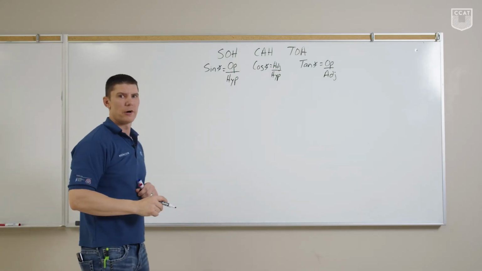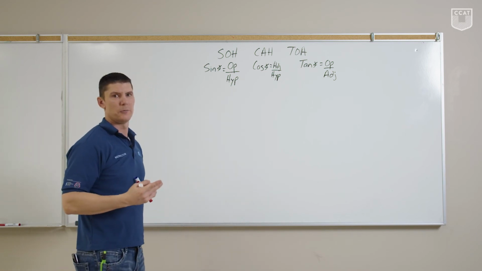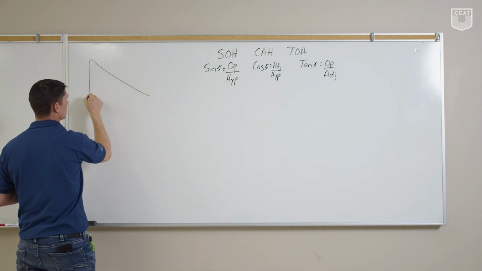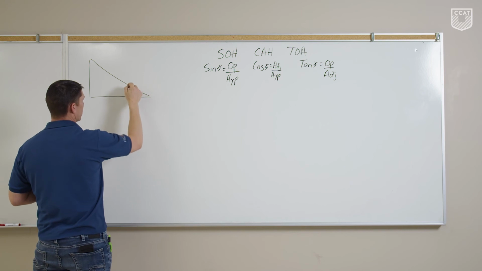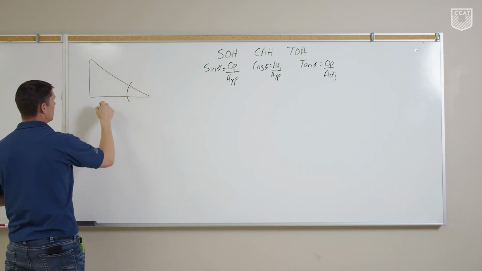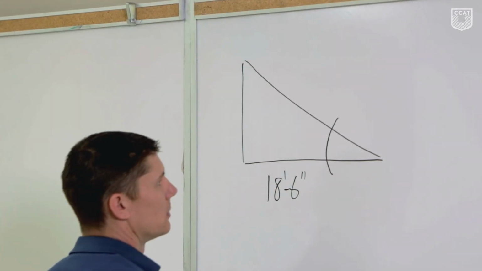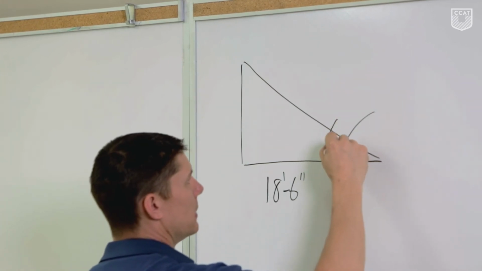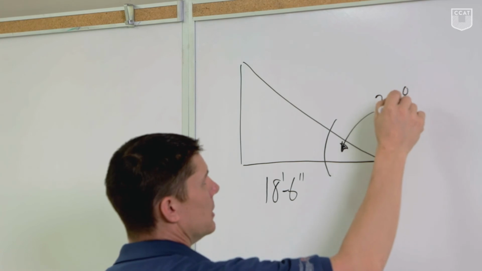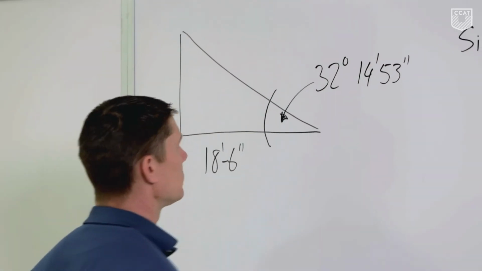Okay, we're going to use this on right angled triangles. So when we're doing layout, we're always going to be given at least two pieces of information. So if we're given a right angled triangle, we'll be given an angle. We can be given the length of a side. So let's say here we'll go 18 foot 6 inch. Let's say the angle inside here is 32 degrees, 14 minutes, and 53 seconds.